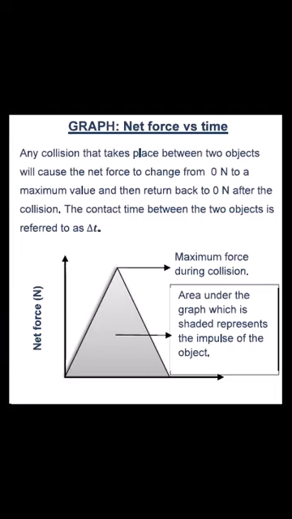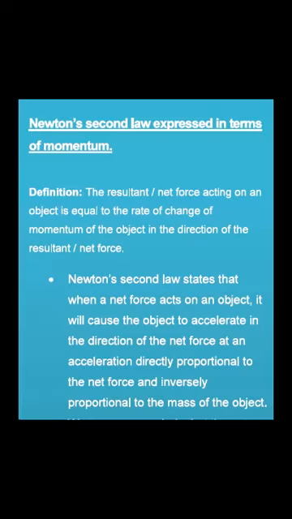Right, and think about landing after a jump. If you land stiff-legged, your momentum changes very quickly, small delta t, which means a larger force on your body. But if you bend your knees as you land, you extend the time over which your momentum changes, reducing the force. Which is why it's so important to bend your knees when you jump. It protects your joints from those high-impact forces. Absolutely. So as you can see, impulse and momentum are not just abstract concepts. They have practical implications in countless situations.